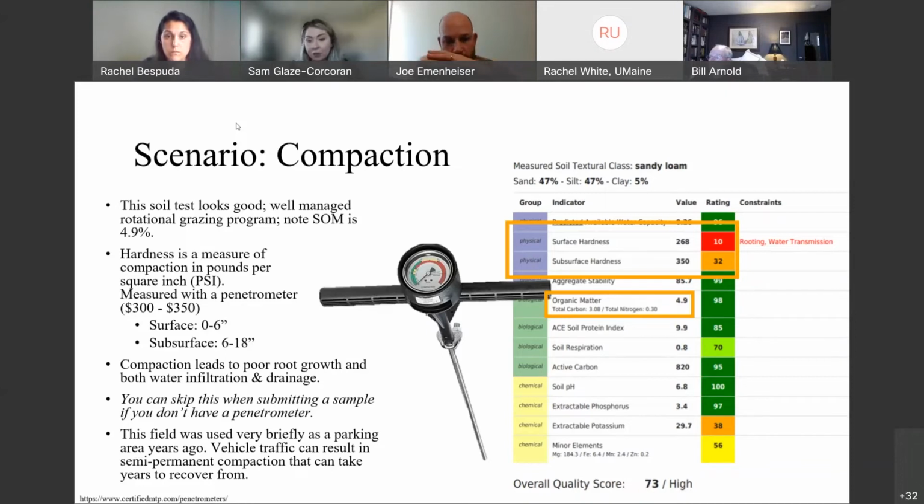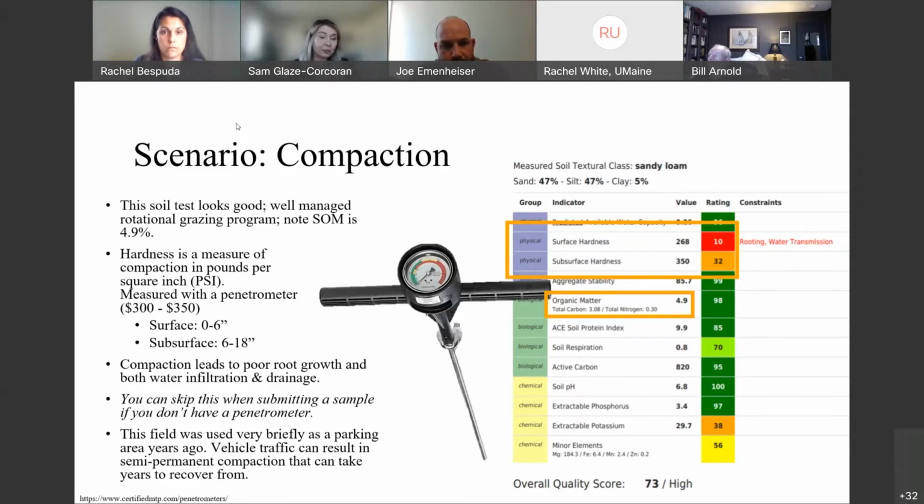And we see all these nice green boxes. I'm sorry if you are colorblind, but as a note, these also go on a scale from 0 being the lowest to 100 being the highest. And soil protein looks good, respiration and carbon, all of these biological indicators look great. But what we see is the subsurface hardness and the surface hardness don't look so great. When we're talking about surface hardness, we're talking about the top 0 to 6 inches, and subsurface hardness is 6 to 18 inches.